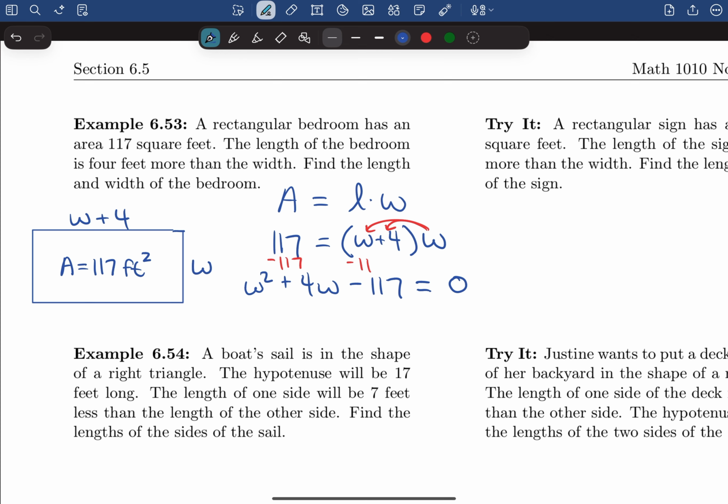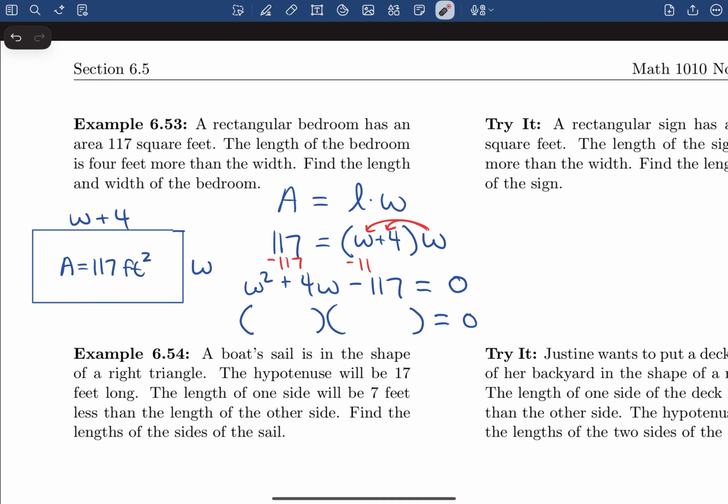And are there values, right? What are the factors of 117? What things factor to 117? Thinking about that, I have 1 and 117. Well, that's an option. But there's also negative 13 and 9. Okay, so let's think about 9 and 13 as factors of 117.